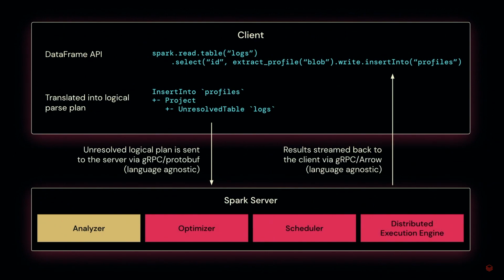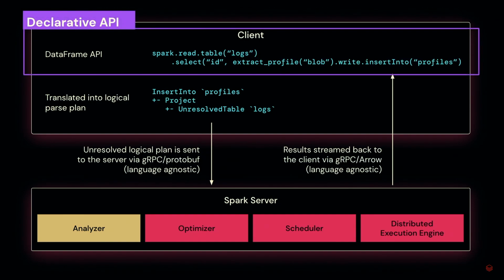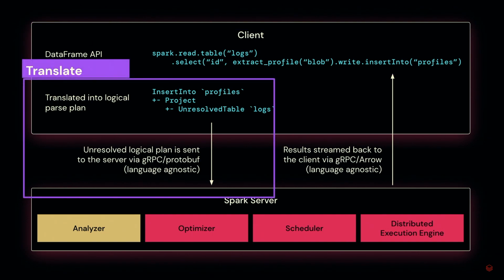So let's look under the hood at how that actually works. What does that mean, a client, and so on and so forth. It all starts with a declarative API. In PySpark, that's the DataFrame API. In the Scala client that we're currently developing, it is the DataFrame and the Dataset API. So what do you need to do if you want to implement a client for Spark Connect? The Spark Connect protocol relies on unresolved logical plans. So what you need to do is translate into unresolved logical plans and then send those via gRPC to the Spark server.